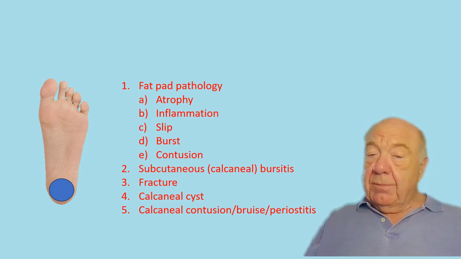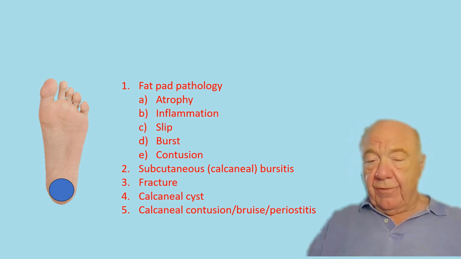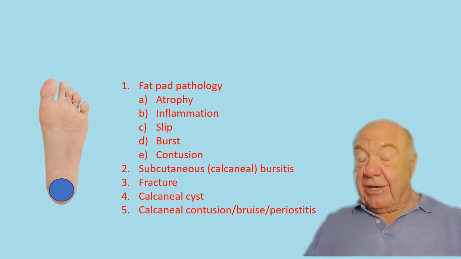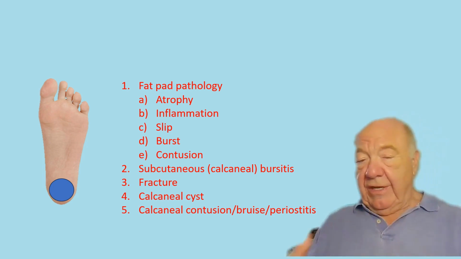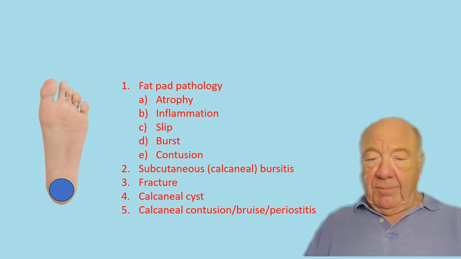The calcaneum can be fractured. This can be a stress fracture, a pathological fracture, or an overt fracture. The pathological and the overt fracture come on suddenly. The stress fracture may be slower and progressive. And of course then there's a mix of a pathological fracture with osteoporosis plus overstressing it.